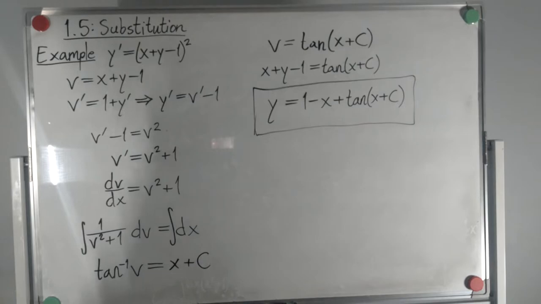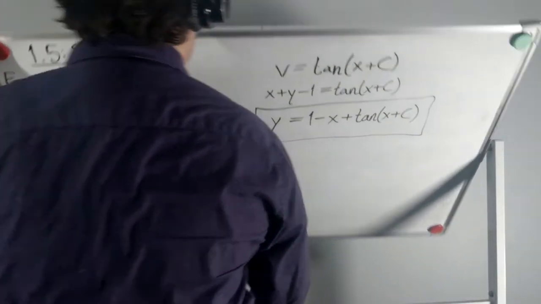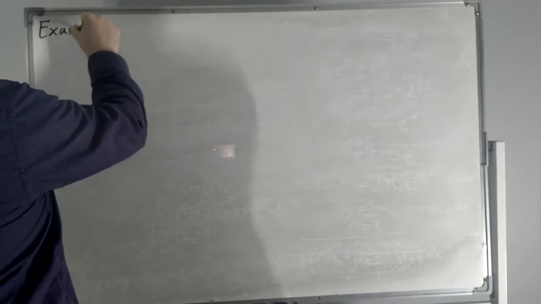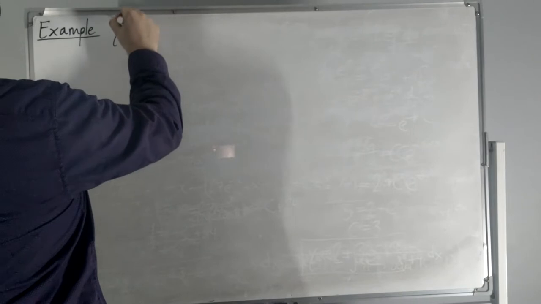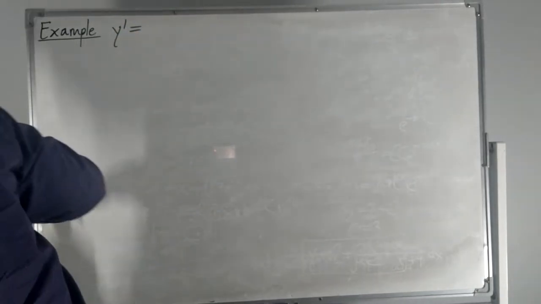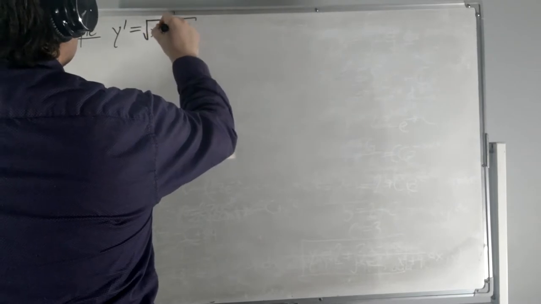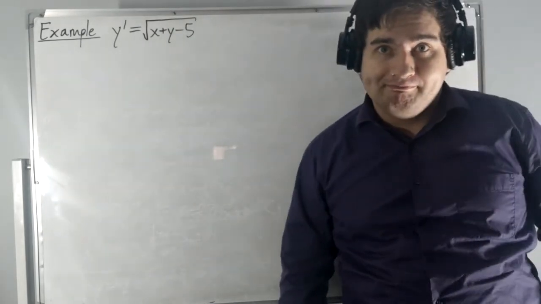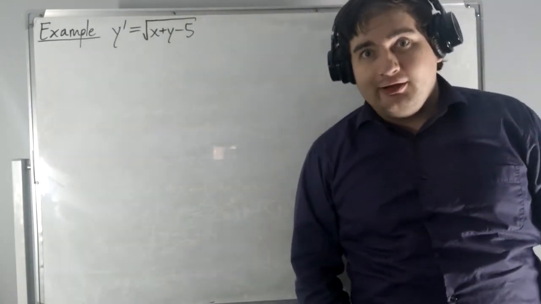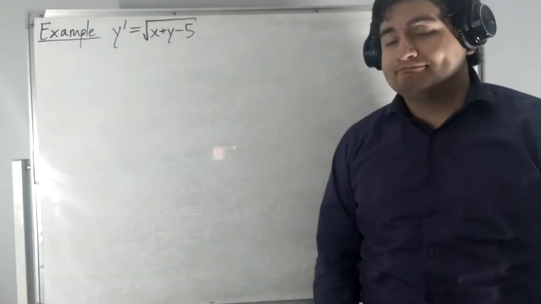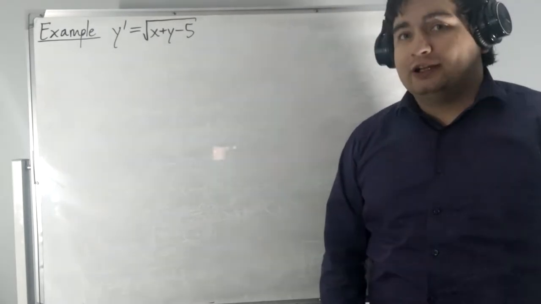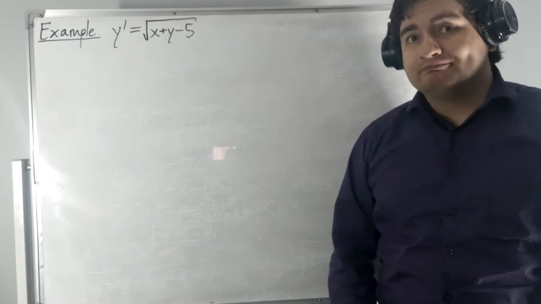Okay. So why don't we try another example? Y prime equals the square root of x plus y minus 5. And again, we're looking for the general solution. So once again, this is not separable. You can't write it as a function of x times a function of y. It's also not linear, because it's not a linear combination of y and its derivatives.